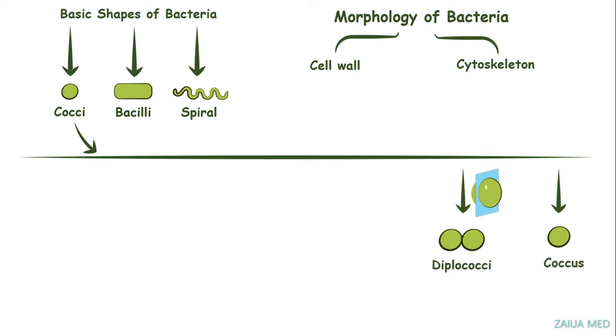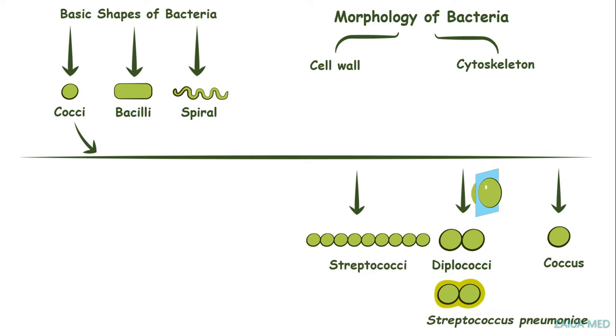Here, bacteria divide in a single plane. Some diplococci have a capsule such as Streptococcus pneumoniae. The chain of cocci is called streptococci. This arrangement is also due to division of bacteria in a single plane. A tetrad is a group of four bacteria. Here, cocci divide in two planes.